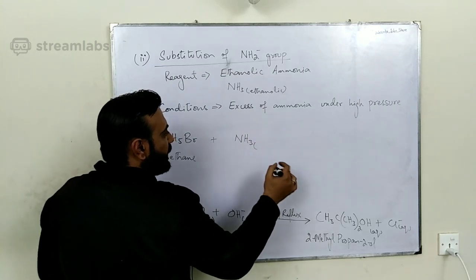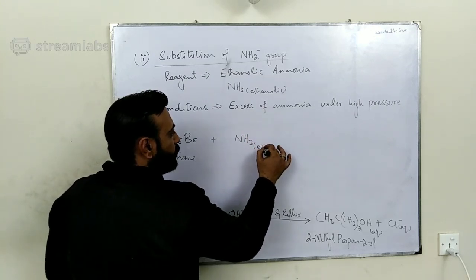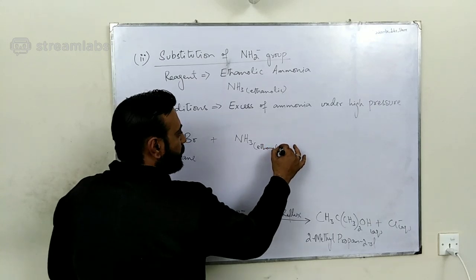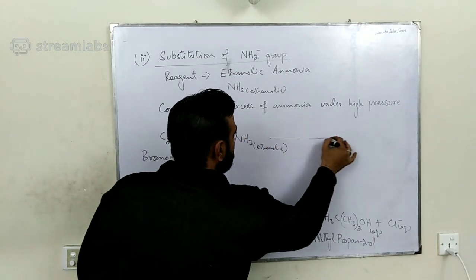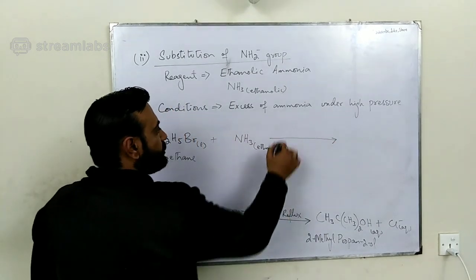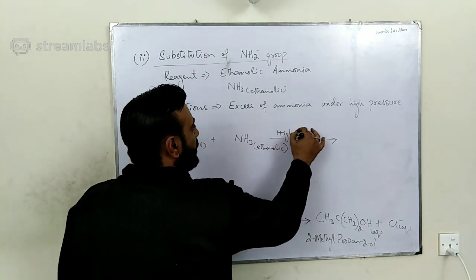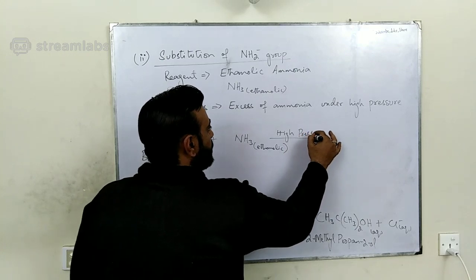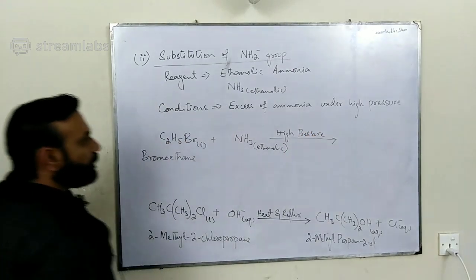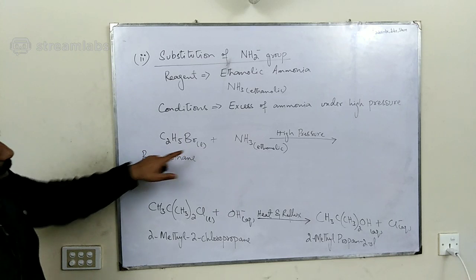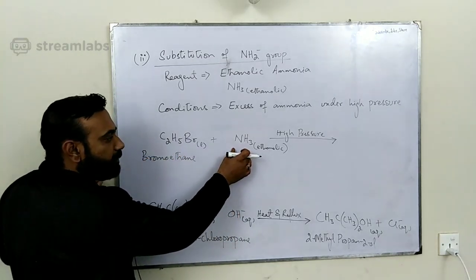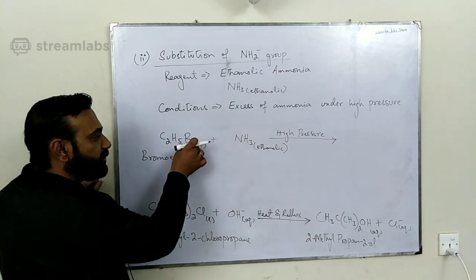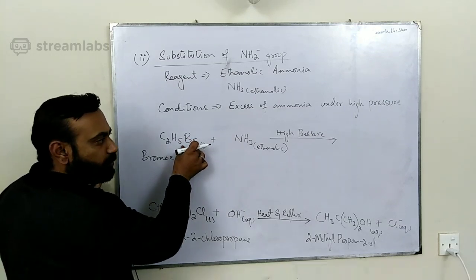And we have added excess of ethanolic ammonia, and a high pressure is being used. See, out of this NH3, NH2 would substitute this Br group.